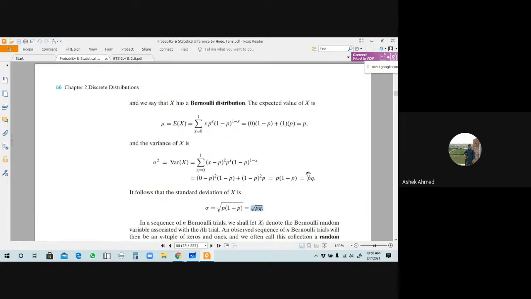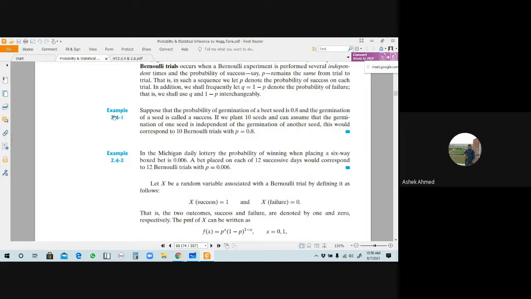Now we discuss example number 1 here. Suppose that the probability of germination of a bean seed is 0.8, and the germination of a seed is called success. If a seed germinates and a sprout grows, that will be called success. The success probability of each seed is 0.8. If you plant 10 seeds and assume that the germination of one seed is independent of the germination of another seed.